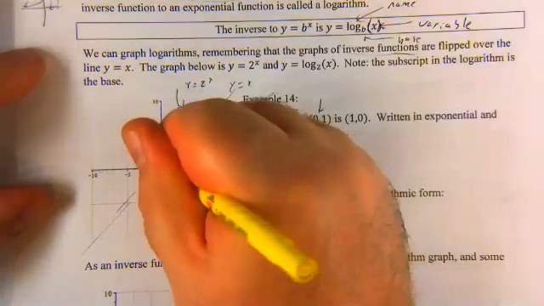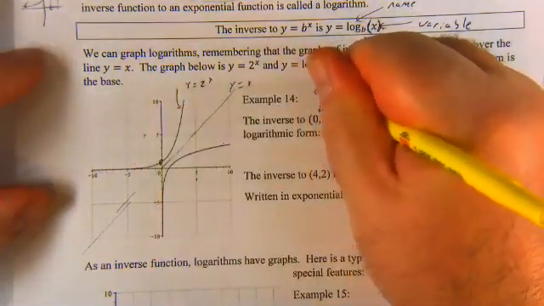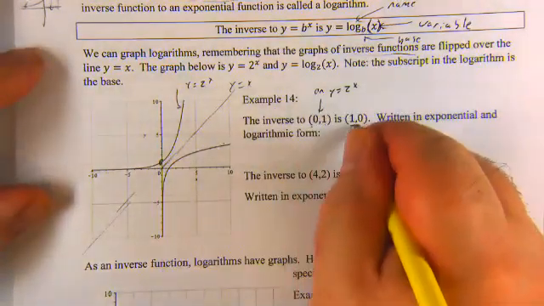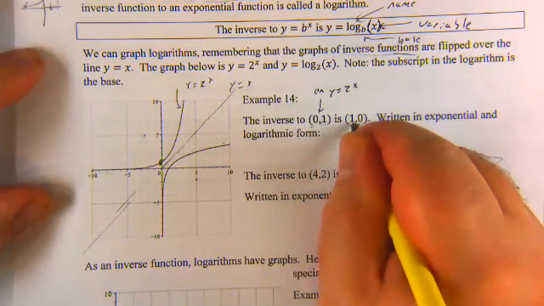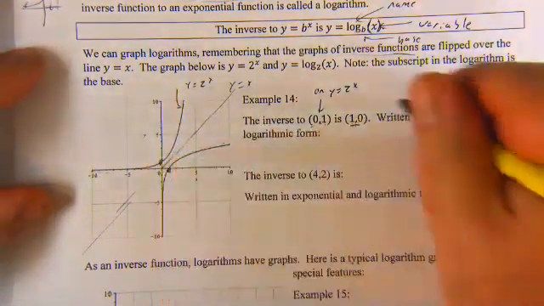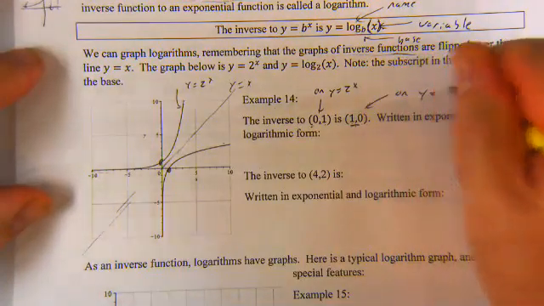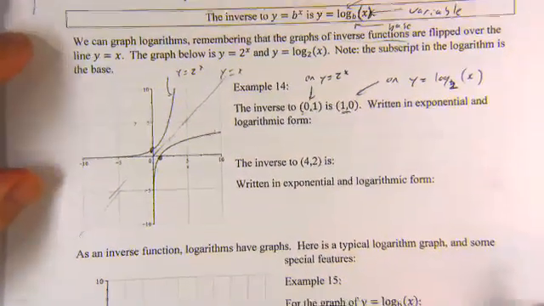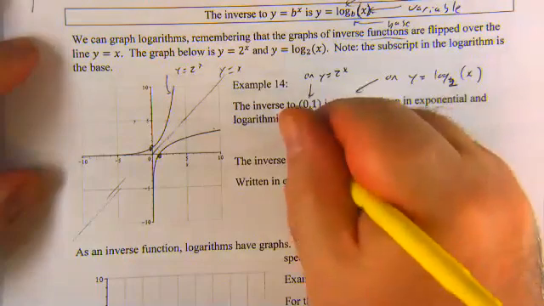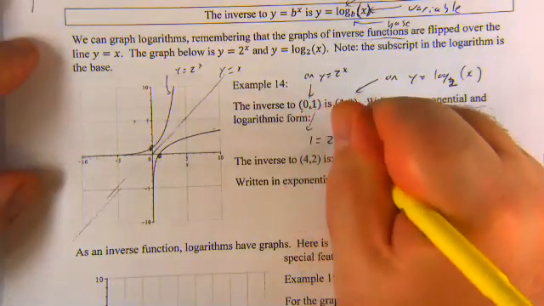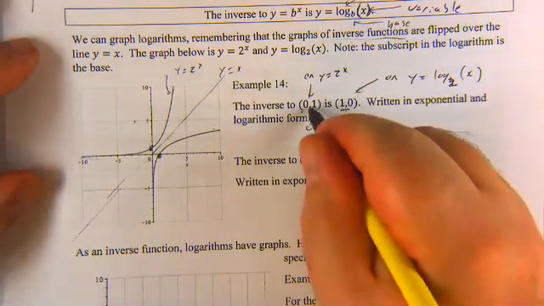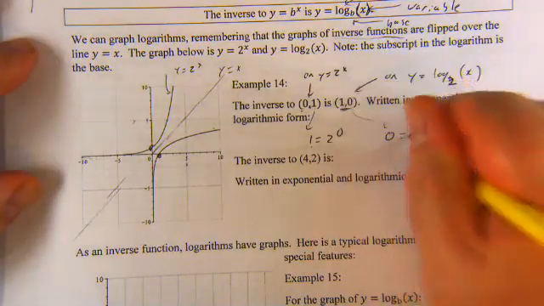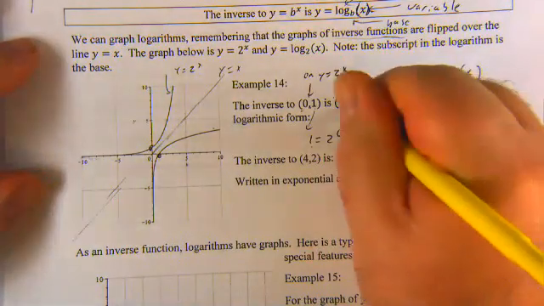So the point 0, 1 is on the graph of y equals 2 to the x. The inverse means just flip those numbers, flip the y to the x and the x to the y. So this 1, 0 is here, and that's going to be on the graph of the inverse function, log base 2. So this point is 1 equals 2 to the 0. Plug in x equals 0, you get out y equals 1. This point is 0, my y value, equals log base 2 of 1. That's my x value.